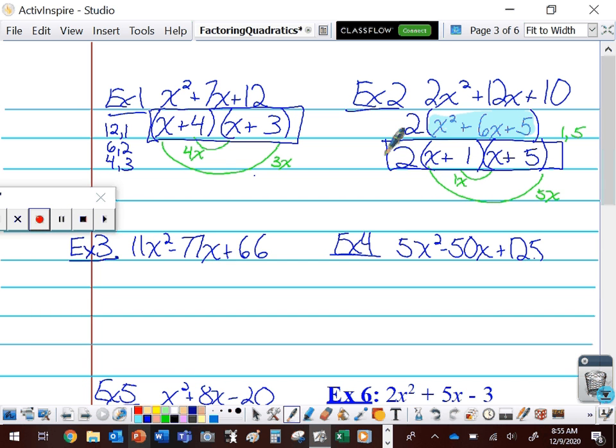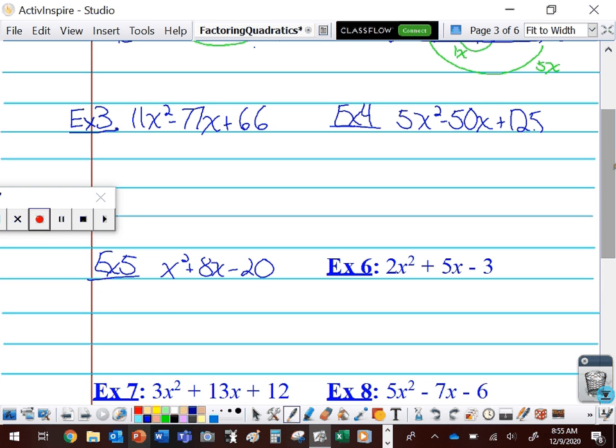Okay, let's take a look at number 3. On number 3, I have 11x squared minus 77x plus 66. Now these are some pretty big numbers, so I'm definitely hoping that there's a GCF I can bring out here. And when I look at these, I notice that they're all divisible by 11. So I write down 11, I open up one set of parentheses, and I divide each term by 11.